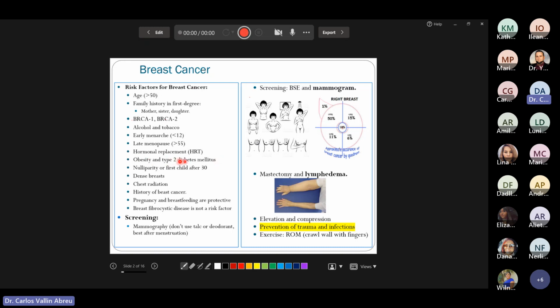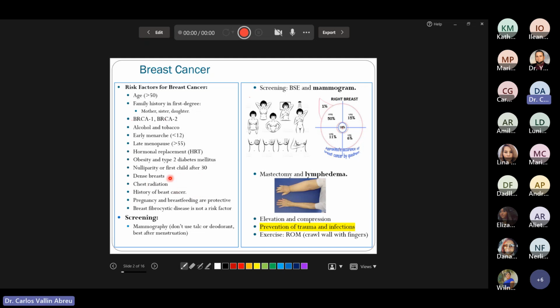Obesity is tightly related with diabetes, so there is a connection between type 2 diabetes and obesity. It is interesting: having babies or becoming pregnant before 30 statistically has been demonstrated to be a protective factor, not a risk factor. Not having children, being nullipara, or having the first child after 30 is a risk factor.